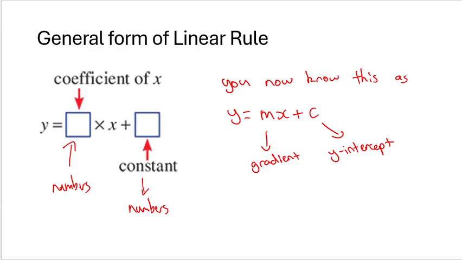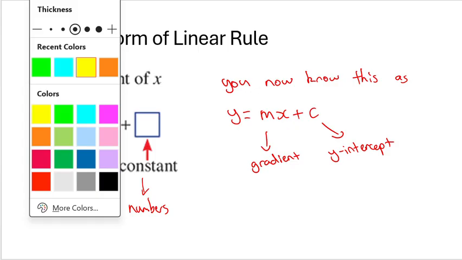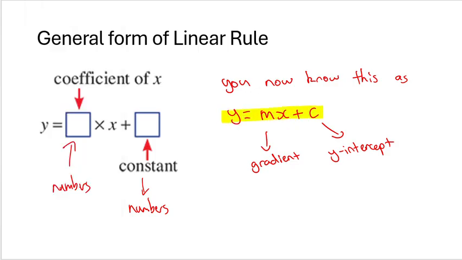But now that you've gone through the whole chapter, you now know that this rule right here pretty much looks like y equals mx plus c, okay? And this is very important. You know that the coefficient of x here is what we call the gradient, and your constant value is officially called the y-intercept, okay?